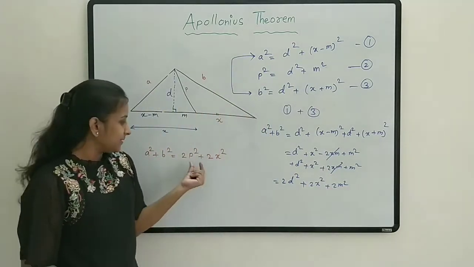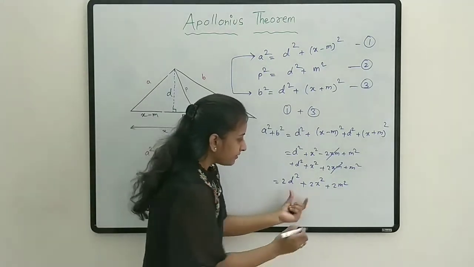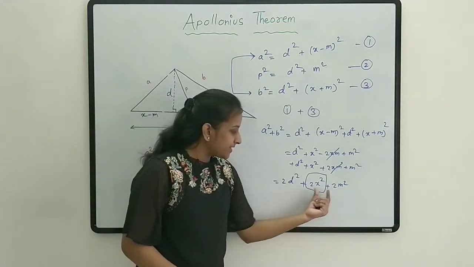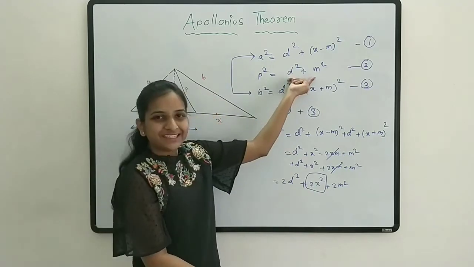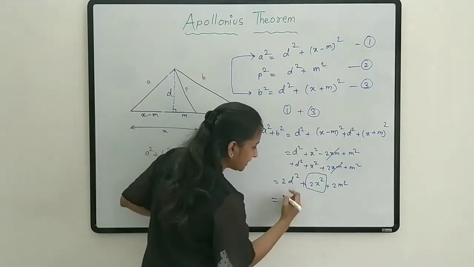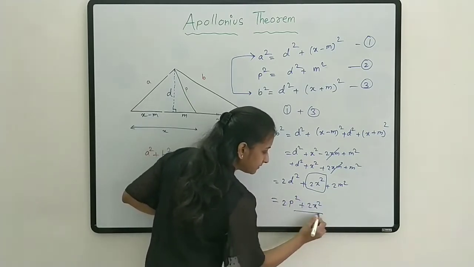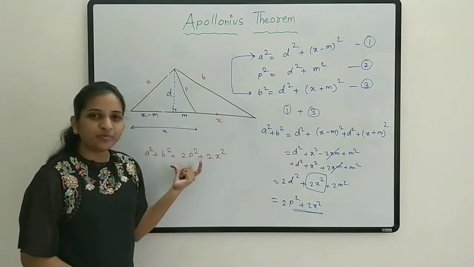Here we want P square and X square terms. We already got the 2X square term. Now let's simplify this. This is 2D square plus 2M square. Using the second equation, D square plus M square is P square. So we can directly write this as 2P square plus 2X square. Okay, got it? This is the Apollonius theorem.